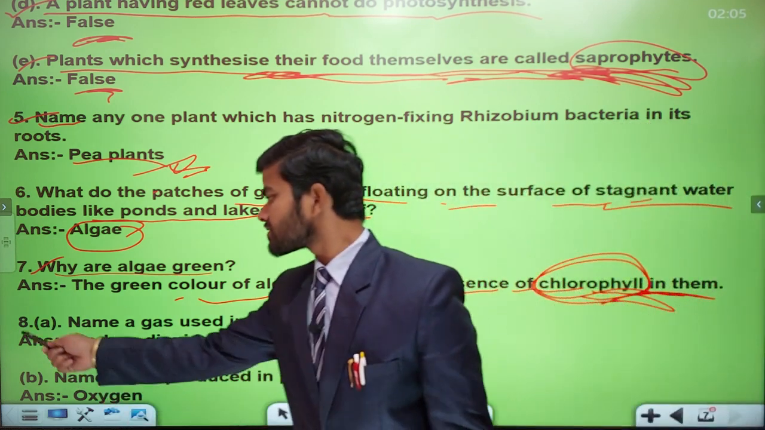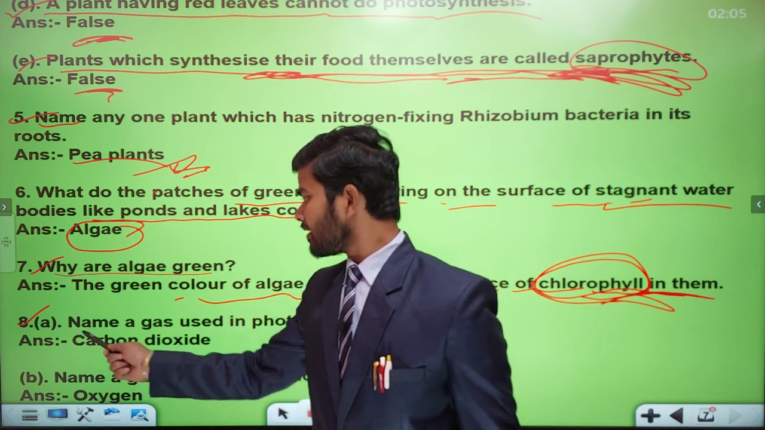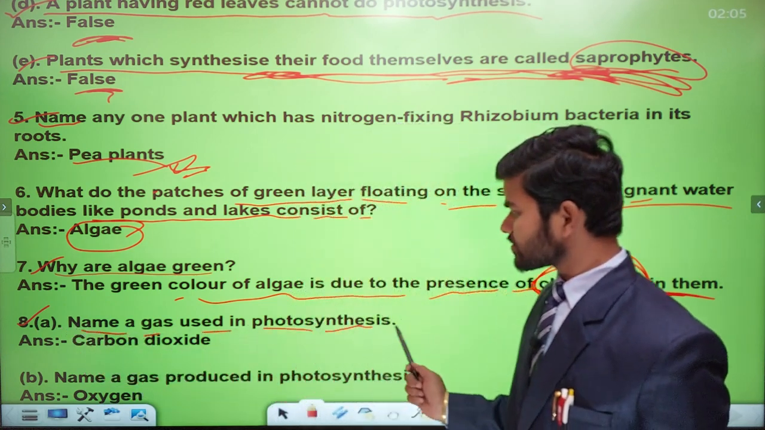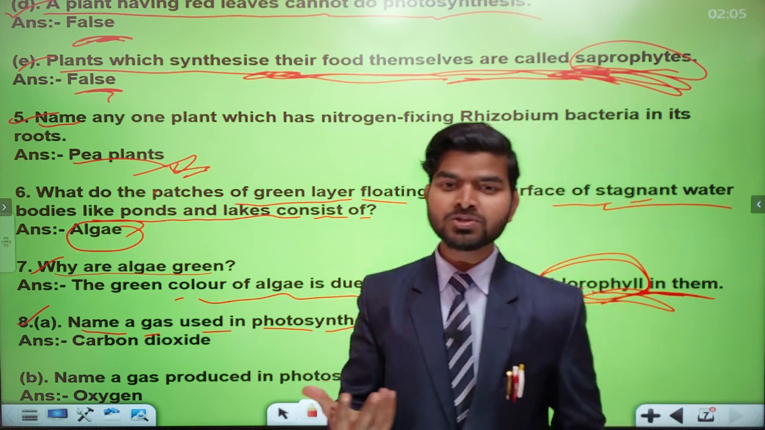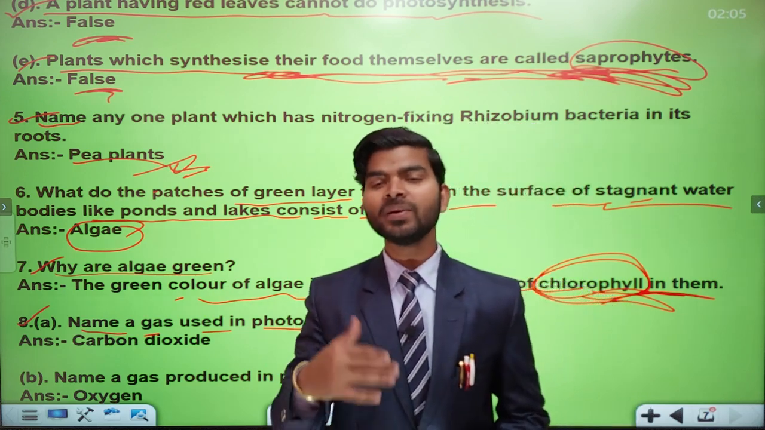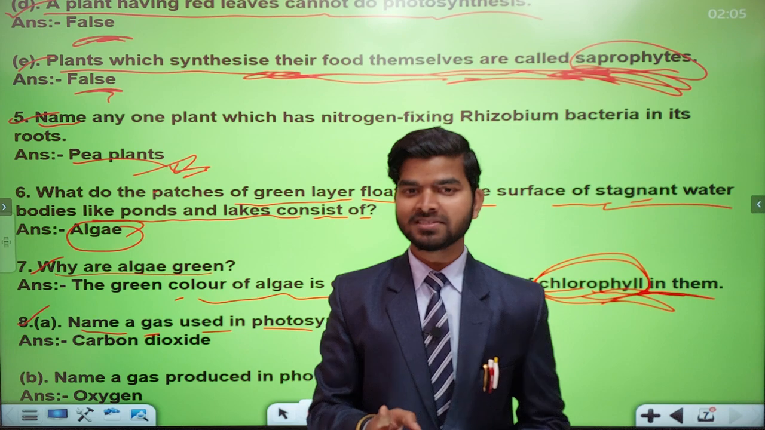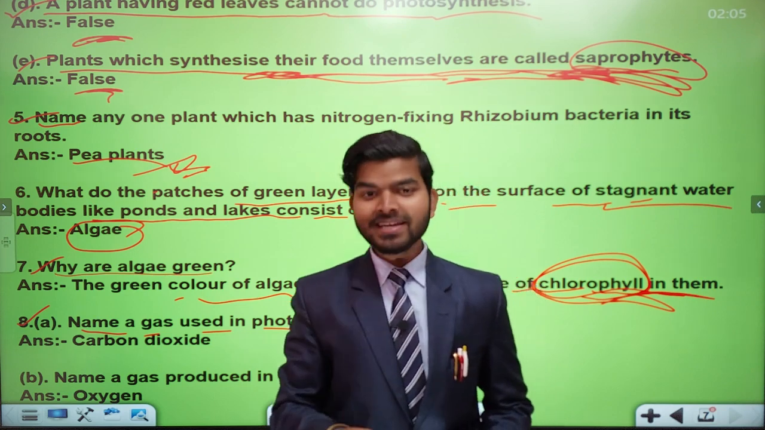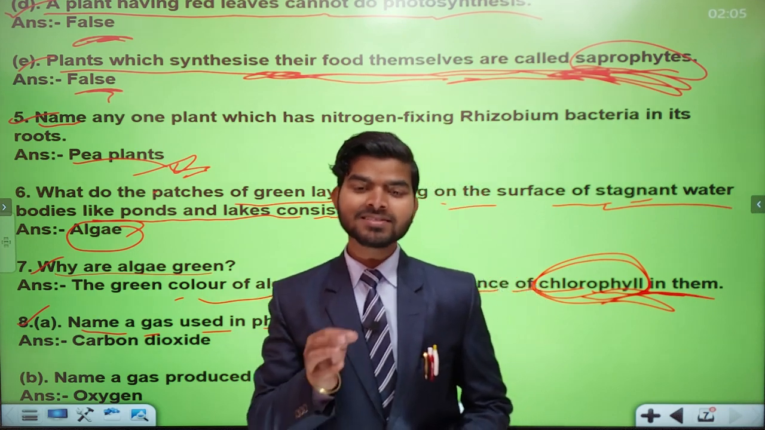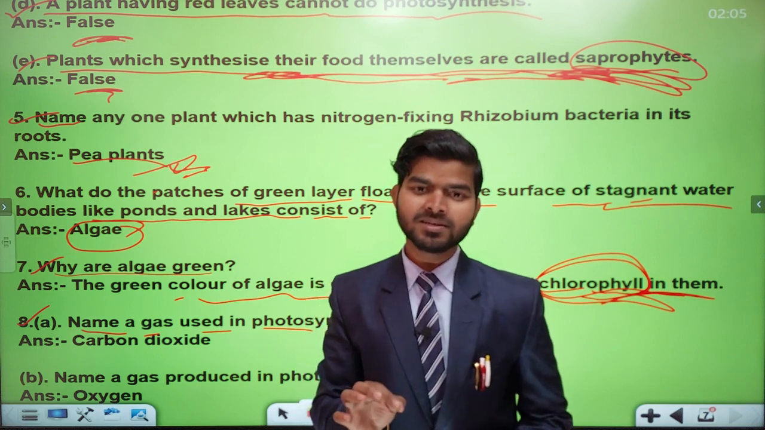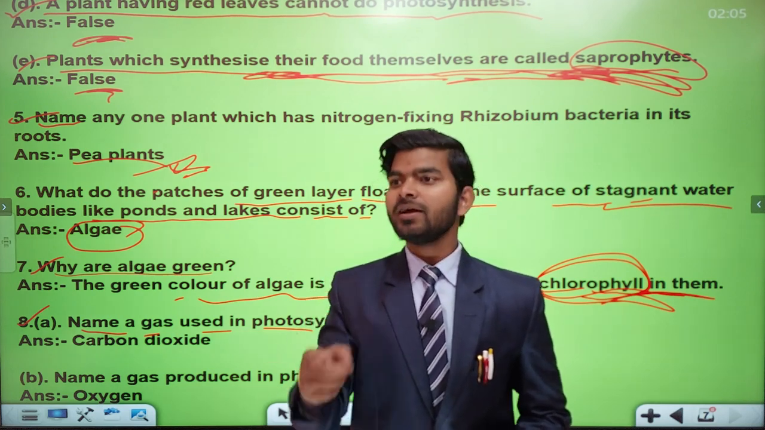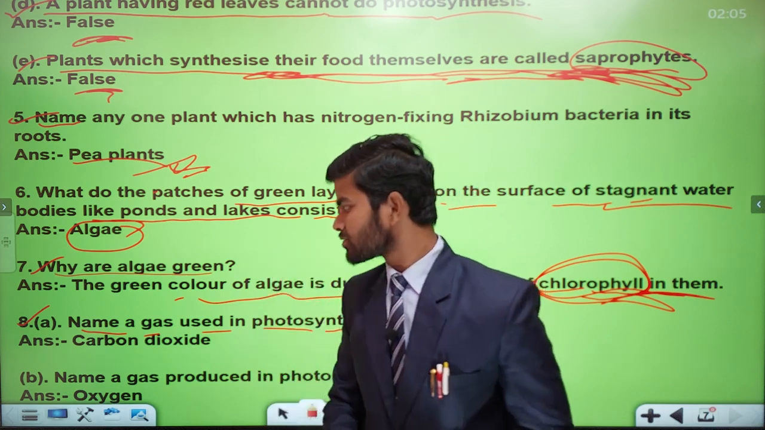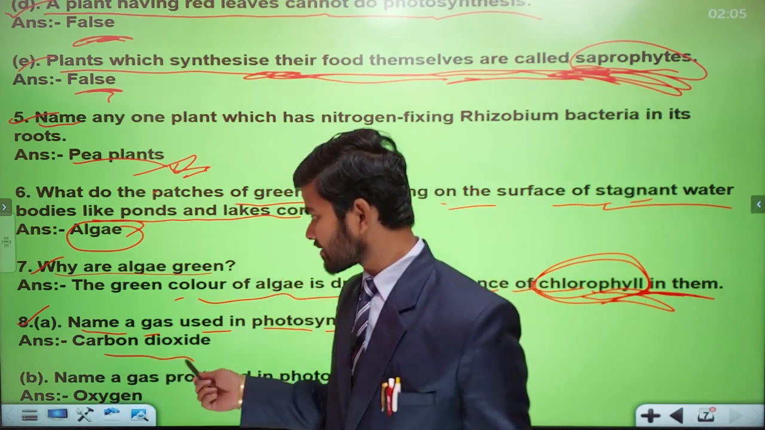Next question, question number 8a. Name a gas used in photosynthesis. Can you tell me which gas is used by plants to make food by a process called photosynthesis? Obviously, carbon dioxide, because carbon dioxide is necessary for photosynthesis, which is done by the plants. It is taken in through stomata from their surroundings. All clear. So this is the correct answer.